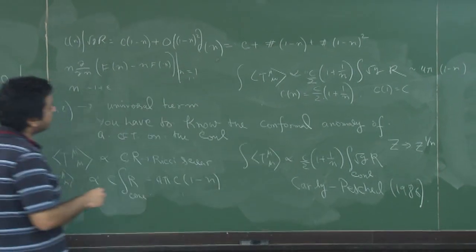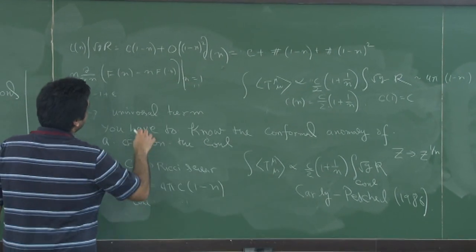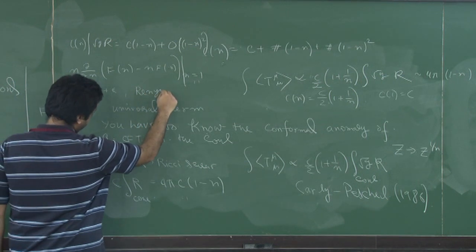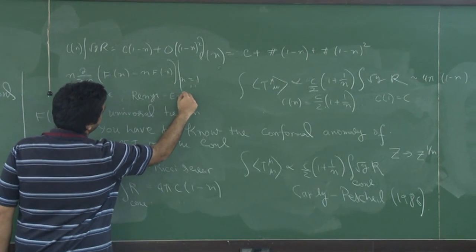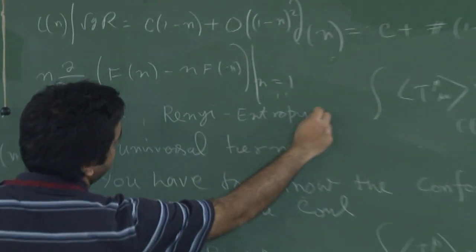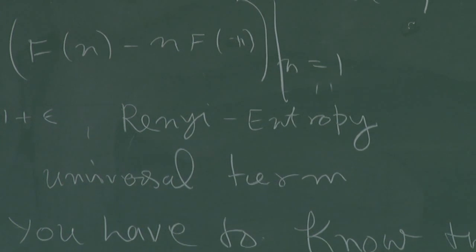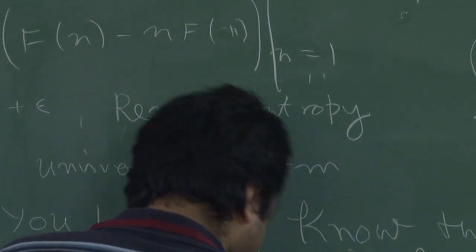So, for example, in 2 dimension, we also got the correct expression for what is called the Renyi entropy, but we will not be able to do that in 4 dimension. Okay. In 4 dimension, what I will get is only the entanglement entropy.